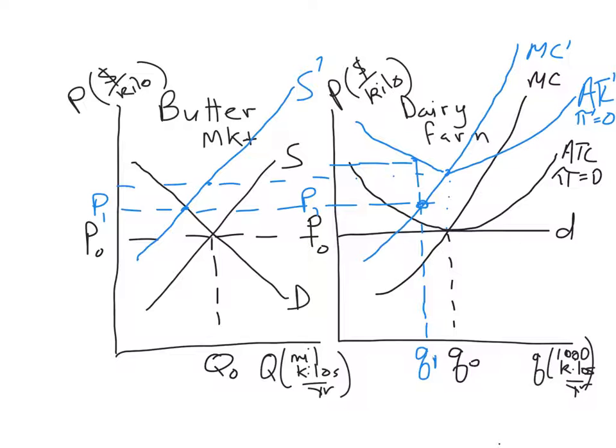At the firm level, quantity's gone up to small q1. At the market level, in the short run, market quantity has fallen to capital Q1. And we've got one more thing left to do. Remember that the new average total cost curve, or the average total cost level at Q1, is average total cost 1.